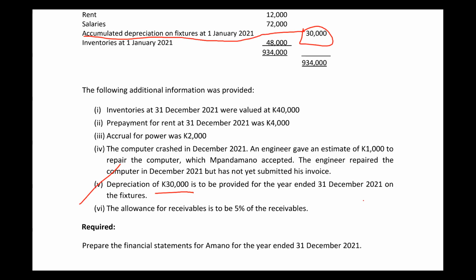Now, the point that I should be quick to underscore is that the only depreciation that you should include in the profit and loss account is the depreciation that has occurred only under the period of consideration. So the period of consideration is from January up to December 2021. So we are just interested in the depreciation that occurred in that period. We are not, at this point, interested in that accumulated depreciation, which we opened with. This depreciation occurred in the previous period. So we are not interested in it at this point. Is that clear?